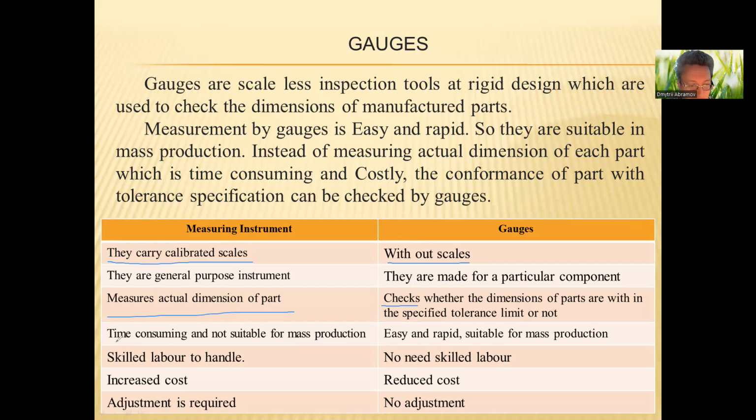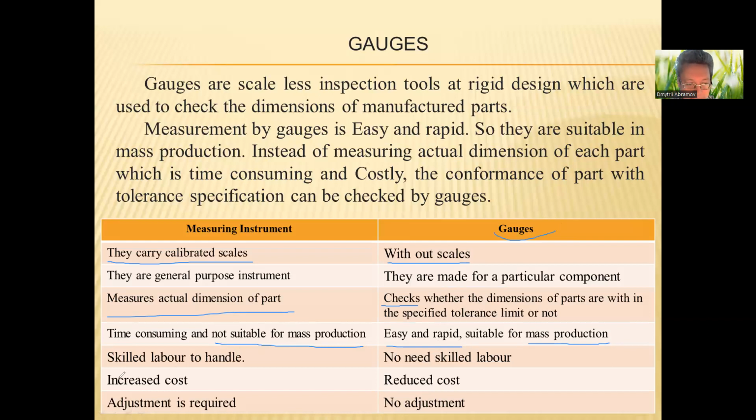Measuring instruments are time consuming and not suitable for mass production. And gauges are easy and rapid, suitable for mass production.